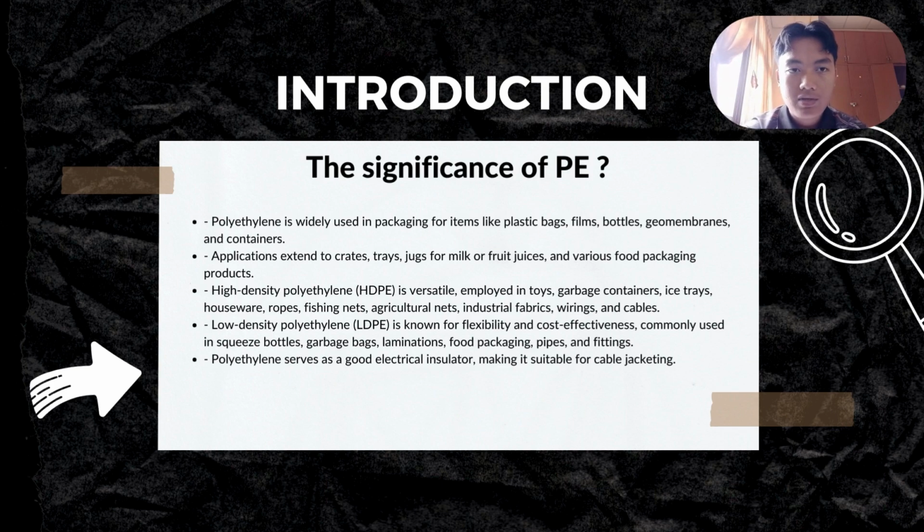What is the significance of polyethylene? Polyethylene is widely used in packaging for items like plastic bags, film and bottles. Applications extend to crates, trays, jugs for meat or fruit juice and so on. High density polyethylene (HDPE) is versatile, employed in toys, garbage containers, ice trays and many more. Meanwhile, low density polyethylene (LDPE) is known for flexibility and cost effectiveness, commonly used in squeeze bottles, garbage bags, lamination and so on. Polyethylene serves as a good electrical insulator, making it suitable for cable jacketing.